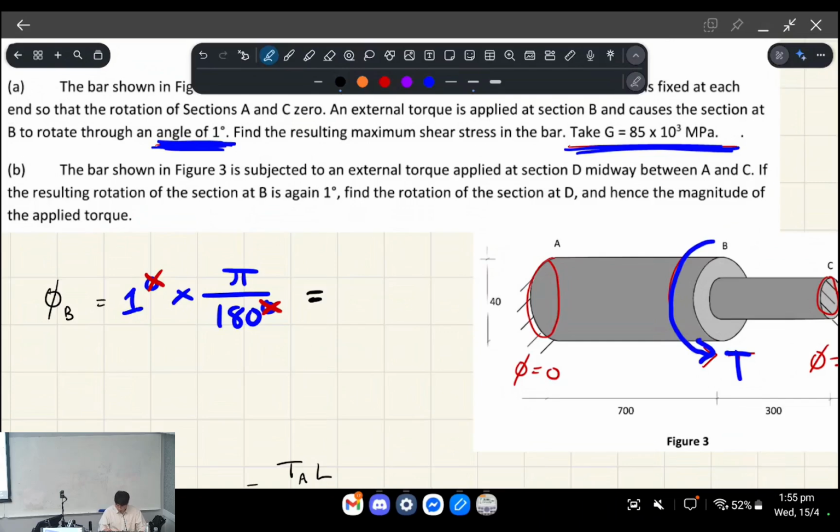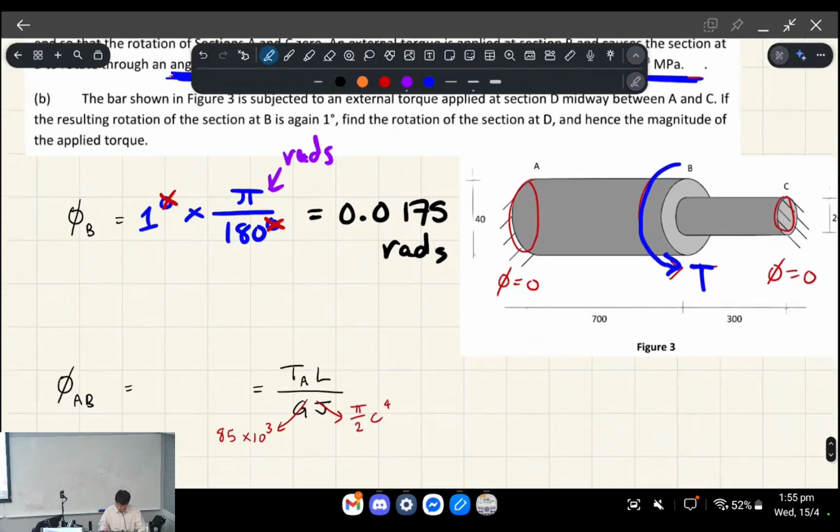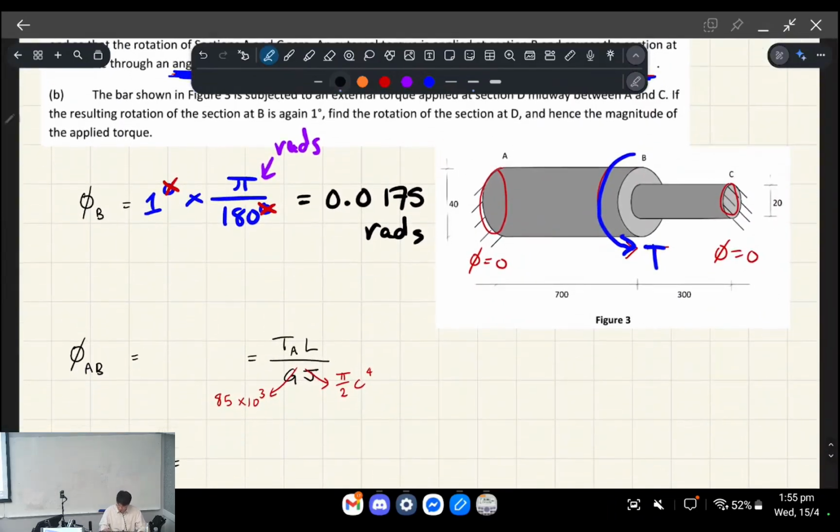So that gives us 0.0175 radians. You can think of the fraction at the top here as saying radians if you want, but radians, again, are unitless, so you don't really have to.